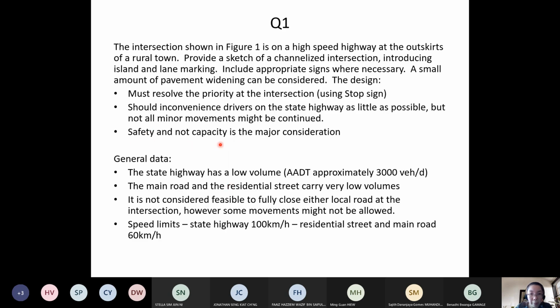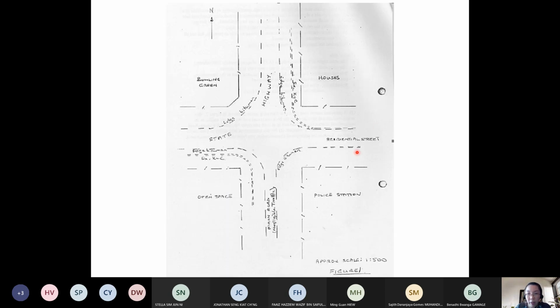Okay, and safety and not capacity is the major consideration. Because of the high speed, safety is the consideration. Capacity is not an issue because this is the outskirt of a rural town. All right, so we can see the volume is very, very low, 3,000 vehicles per day. And main road and residential street carry very low volume, which are these two. These are just names of the roads, residential street, main road. So even though the name is main road, the traffic really is low, it's negligible. So the traffic over these two roads is really low, okay?